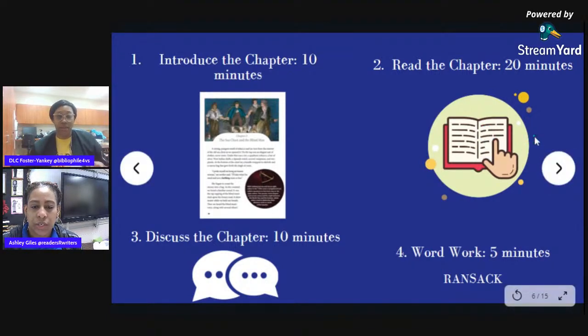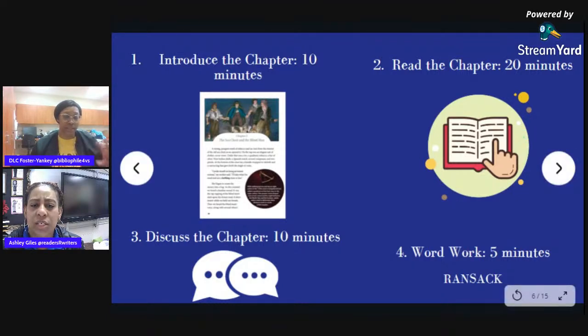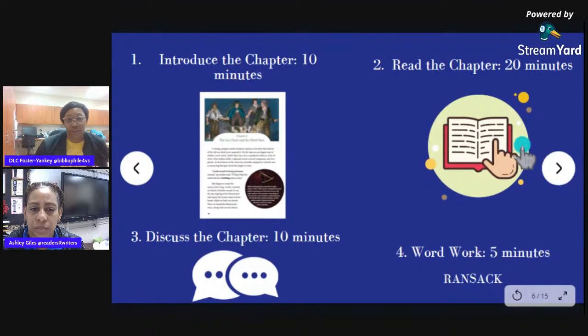Next, number 3, they're going to be discussing the chapter for 10 minutes. There is a think question that asks, when authors give details that refer to future events, it is called foreshadowing. In this chapter, details suggest there might be some trouble for the characters in the future. What clues in the text suggest this? So the class is discussing that inferential question. There are some supports in the margins that the teacher can use to support that.